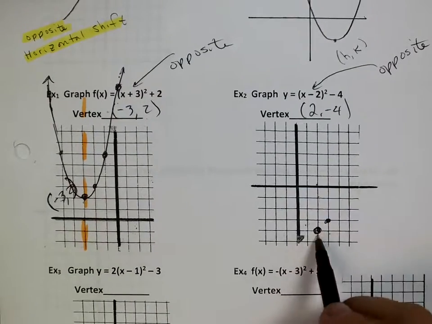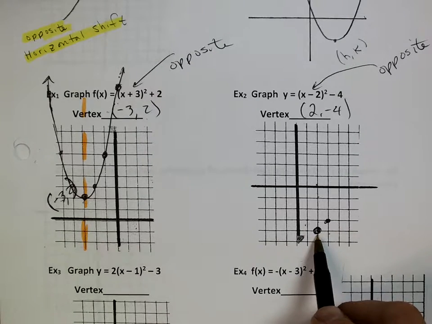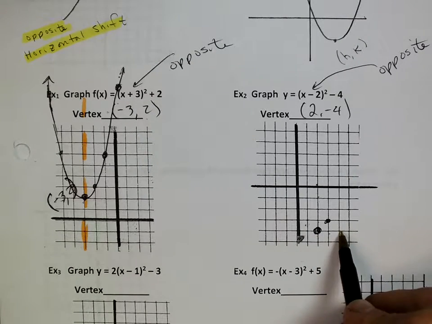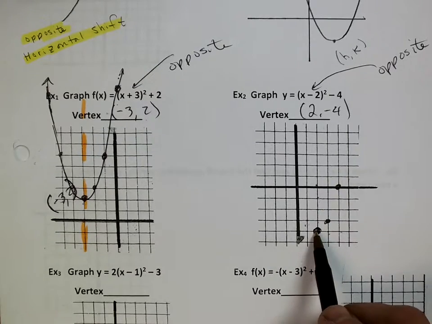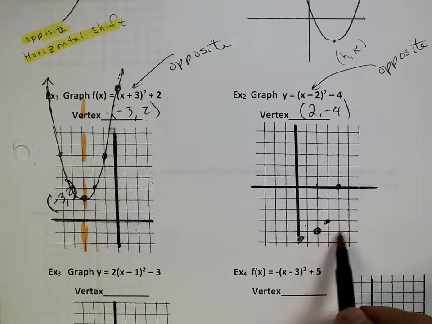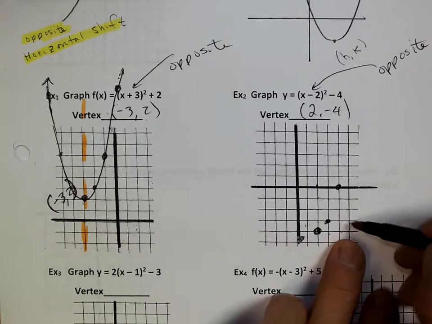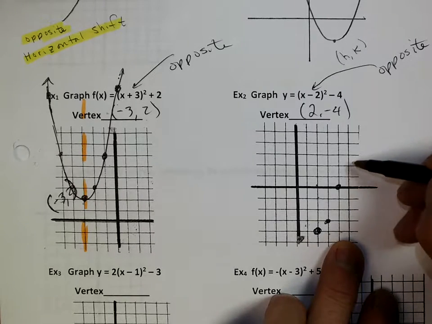Go back to your vertex. Go back to your vertex over 1, 2. 2 squared is 4, so 1, 2, 3, 4. Okay. Go back to your vertex. Go over 1, 2, 3. 3 squared is 9. So I go up 1, 2, 3, 4, 5, 6, 7, 8, 9.